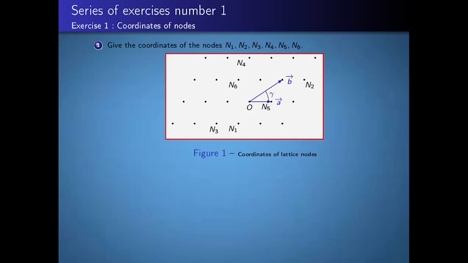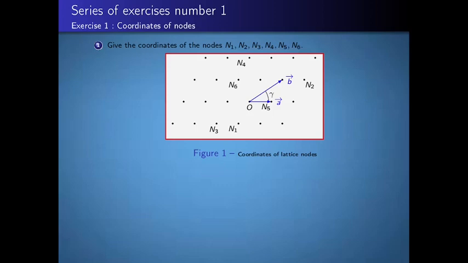In this video, we have to solve the first series of exercises in geometric crystallography. First question: give the coordinates of the nodes N1, N2, N3, N4, N5, and N6. To give the coordinates of a node, we have to do the translation from origin O to this node.